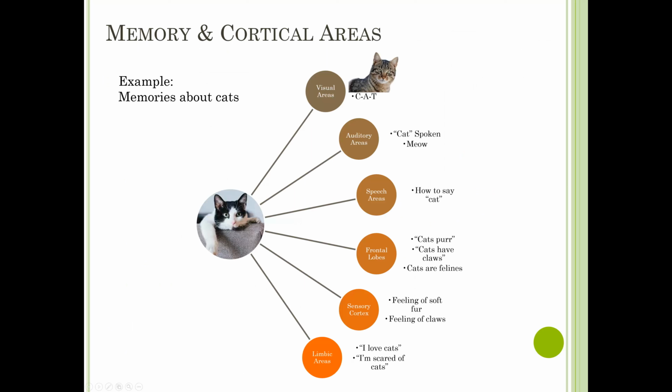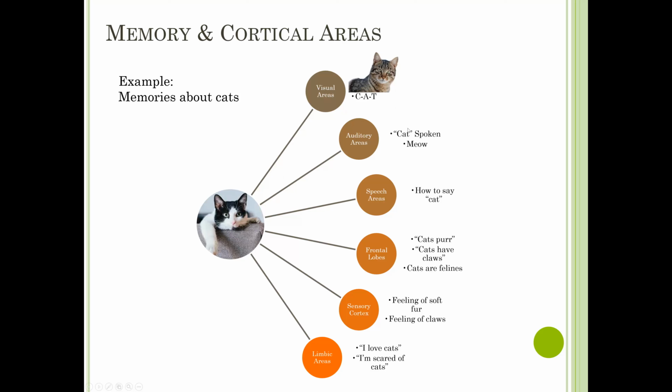So I mentioned that memories are stored in the long term in the cerebral cortex, and where that information is actually stored in the cerebral cortex depends on the nature of the specific memory. So if we look at memories about cats again as an example, in your visual areas you'll have memories of what a cat looks like and what the letters C, A, and T look like and that they come together to make the word cat.